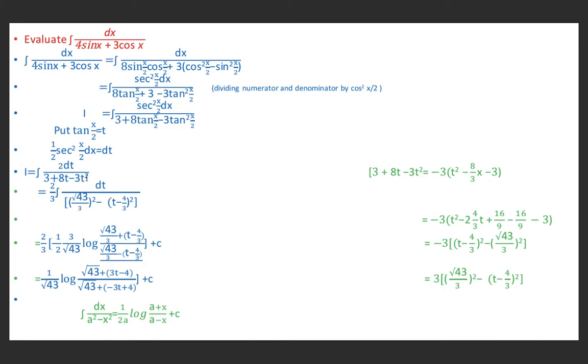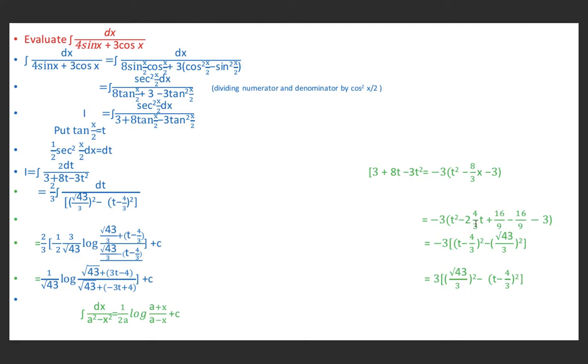So first of all, let us simplify this expression. 3 plus 8t minus 3t square can be written as, take minus 3 common, t square minus 8 upon 3t minus 3. Now the coefficient of t is 4 upon 3. So square of 4 upon 3 is 16 upon 9. Then add and subtract 16 upon 9 in this expression. Always remember that we have to add and subtract the square of the coefficient of t. So we have added and subtracted 16 upon 9 here.